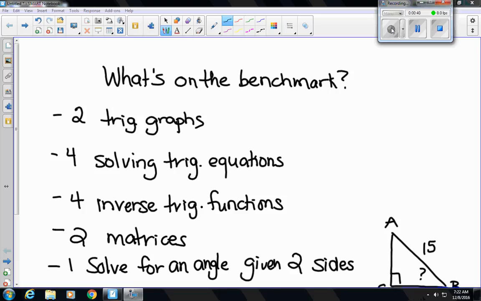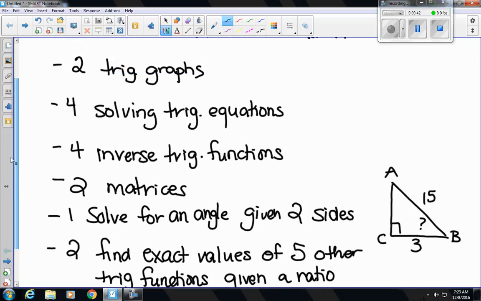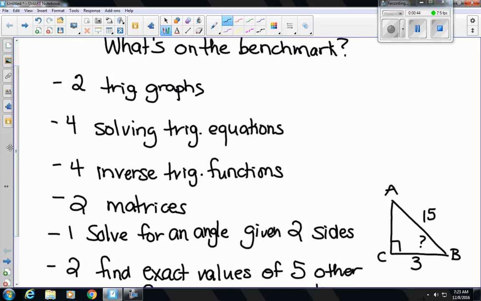The next 4 questions are solving trig equations, which is exactly what you just took a test over. The next 4 questions are inverse trig functions. That's where you either see arcsine or maybe sine to the -1. Those are your inverse trig functions. There are 2 matrices questions, multiple choice again.